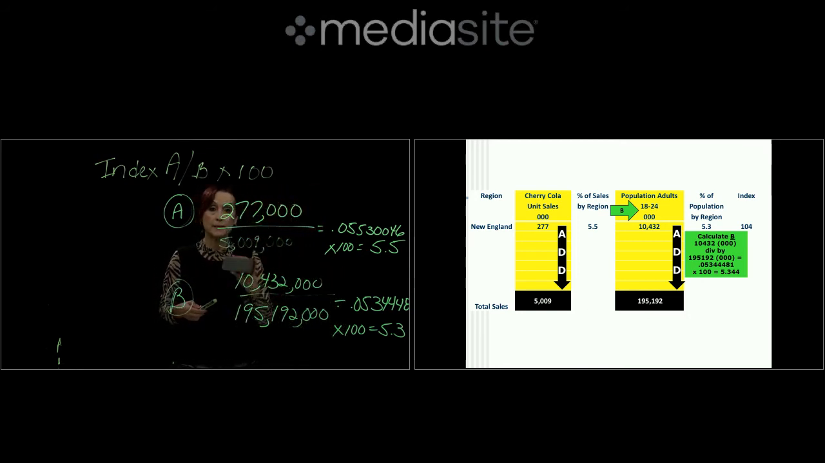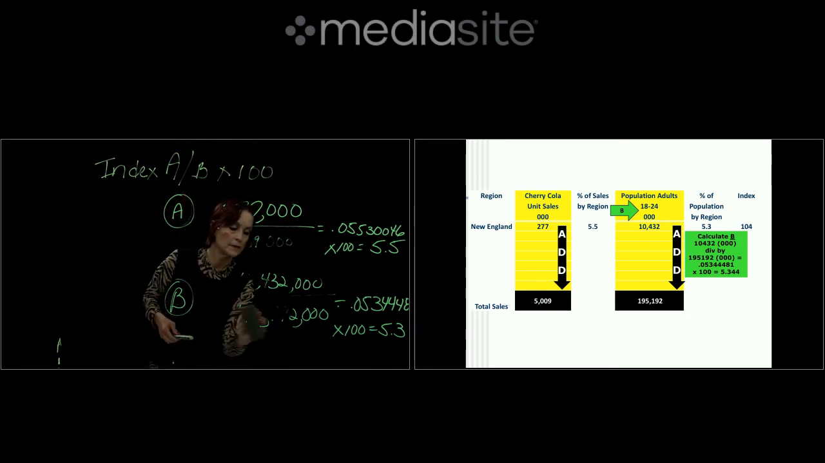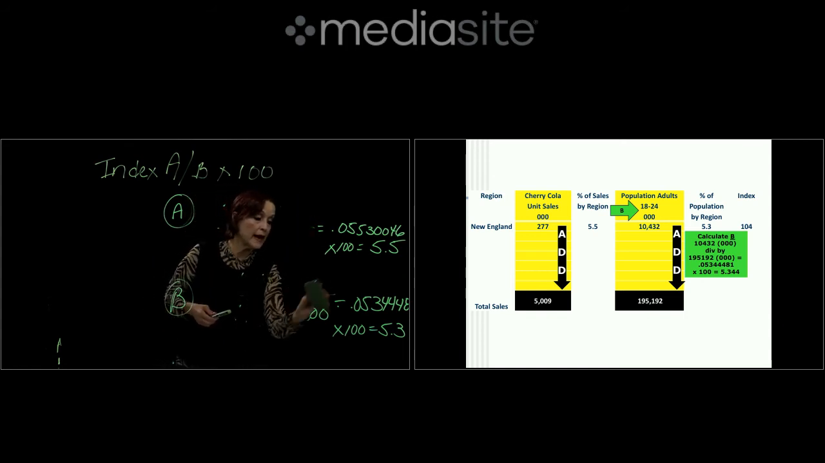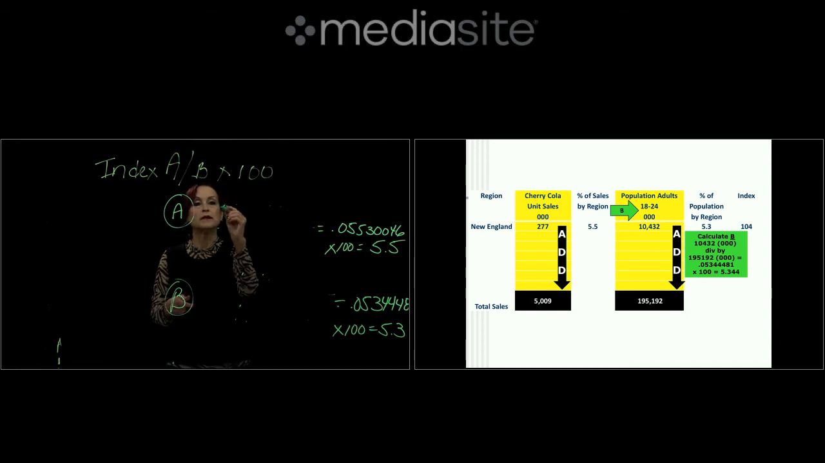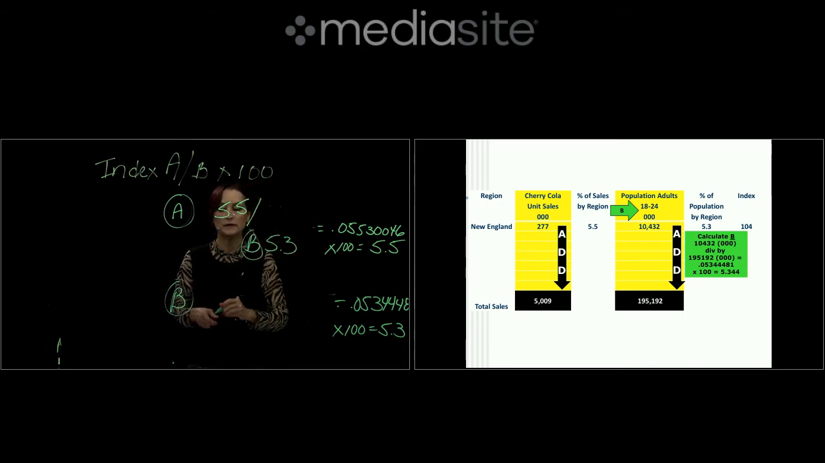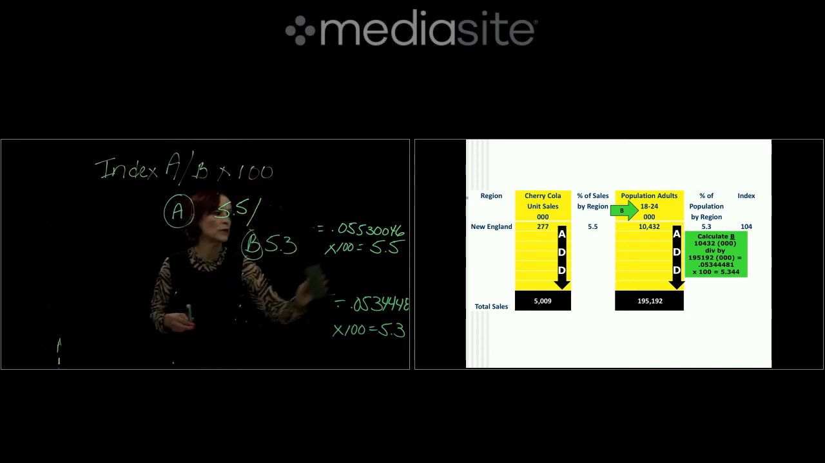Now, let me erase this really quick so that we don't get confused. So we calculated A, which was 5.5, and we calculated B, which was 5.3. This is your A, this is your B. Let me erase this so we don't get confused.